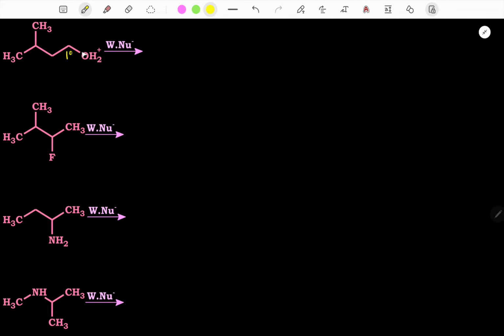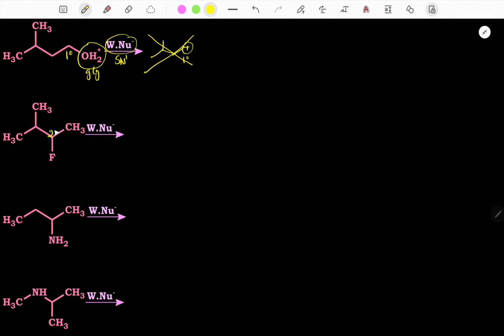It is a primary carbon with a good leaving group. Primary carbon, good leaving group, and weak nucleophile, SN1. Suppose it loses the leaving group and forms C plus, which is not a stable carbocation because it is primary. Therefore, it does not form at all. That means no reaction.